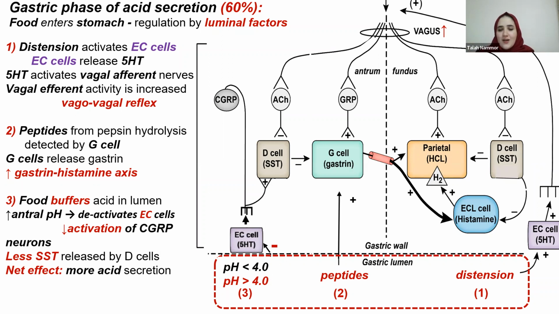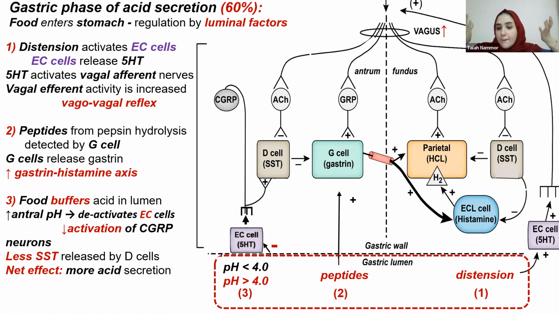Someone is asking me to repeat the slide. I haven't finished the slide yet. I only finished the first step, so I'll repeat the first step. When the food reaches our stomach, we need to increase the formation of HCl or acid secretion. This is increased by three different things. The first thing is the distension of the stomach. Your stomach was empty and suddenly it ballooned up with all of this food.